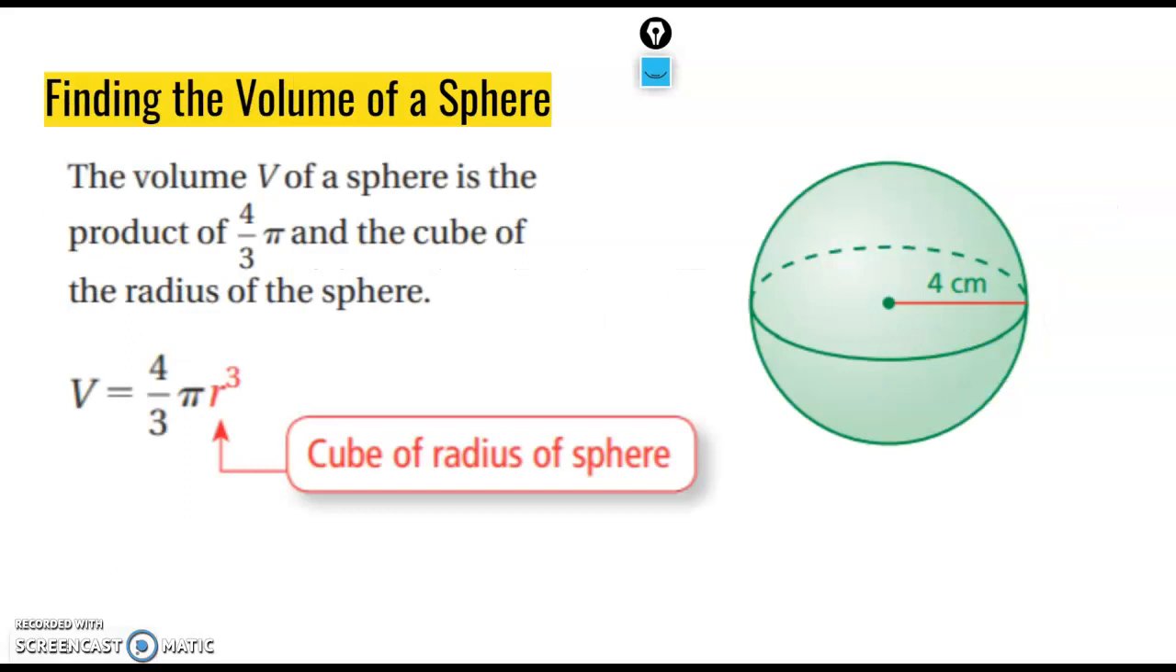Finding the volume of a sphere. To find the volume of a sphere, we look at the product of 4/3 times pi and the cube of the radius of the sphere. So the formula is V equals 4/3 pi r cubed. Make sure you note that the cube of the radius of the sphere is r cubed, which is r to the third power, or r times r times r.